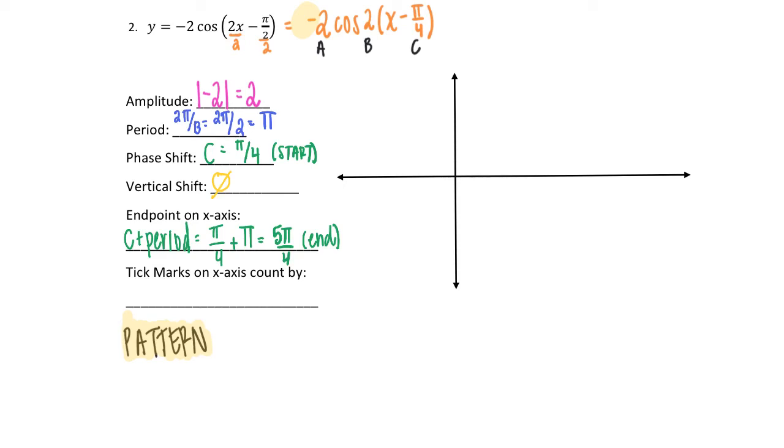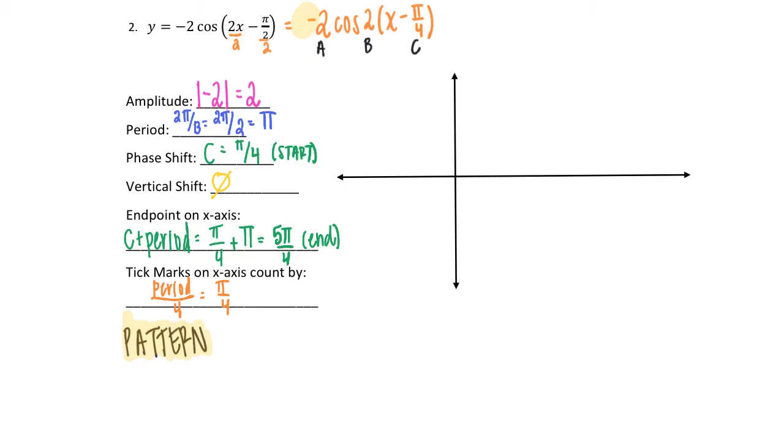Now, just to be clear, that's where our graph is going to end because we're only graphing one period, but this graph goes on forever and ever and ever to the left and to the right. Let's find what we count by. Each tick mark should be adding 1/4 pi.